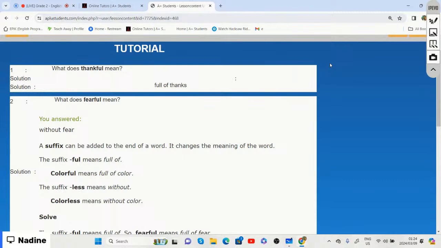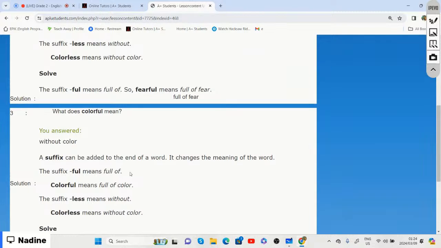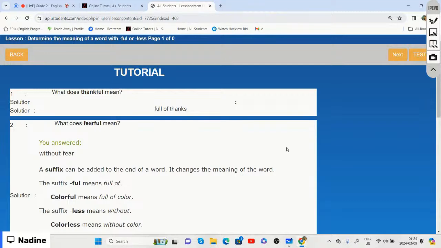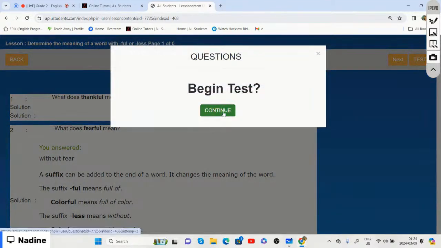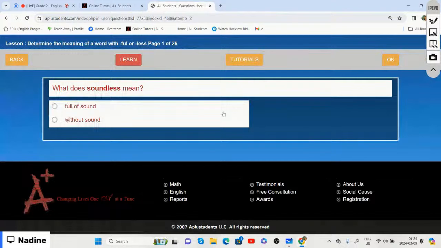Fearful, we are full of fear, right? I am so fearful. And then we said colorful means we are full of color, lots of color, right? Now we're going to our test.